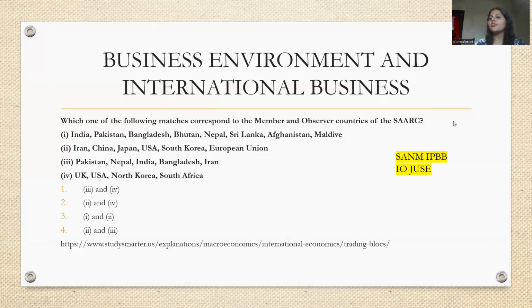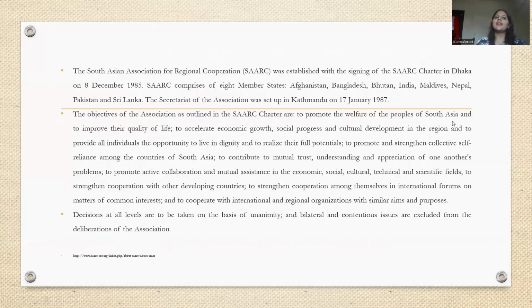Your preparation should not only be restricted to SAARC. Now, right from the full form of SAARC. Okay. Now, what is South Asian Association for Regional Cooperation? It was established in Dhaka on 8 December. It comprises how many member states? 8, as we just read. And the secretariat of the association, the highest body for this, is in Kathmandu, and it was formed on 17 January 1987. See, dates differ.